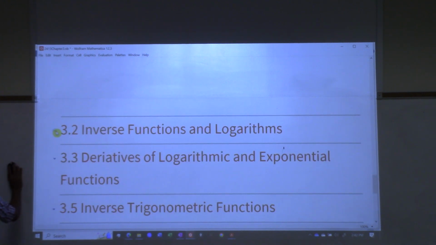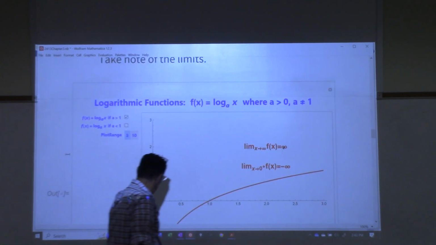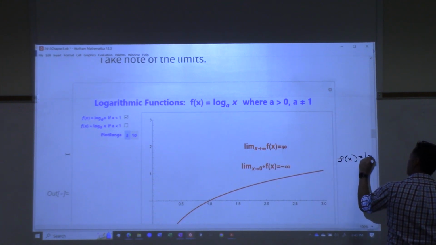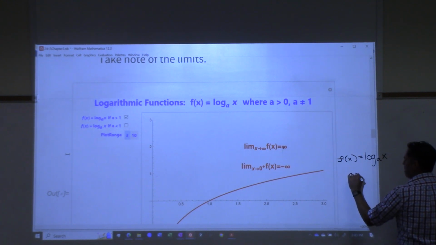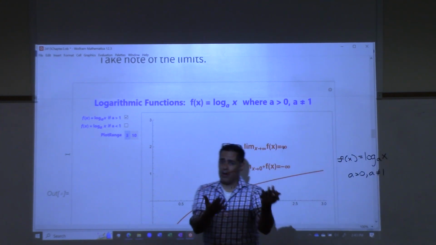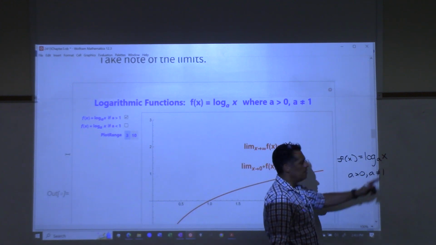So here's how we define logarithmic functions. We write them like this. This is 3.2. f of x equals, the way we write logarithms, log base a of x, like that. We have the same restrictions on a: a has to be positive and a can't be 1. The reason it has the same restrictions is because this is the inverse of an exponential function. So whatever restrictions we had for the exponential function will carry over to its inverse. The base of the log can be any number.